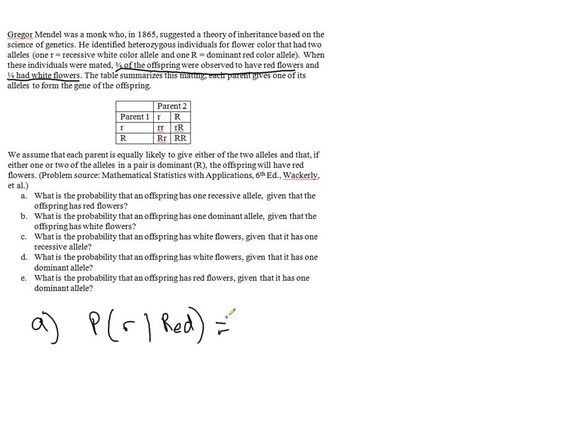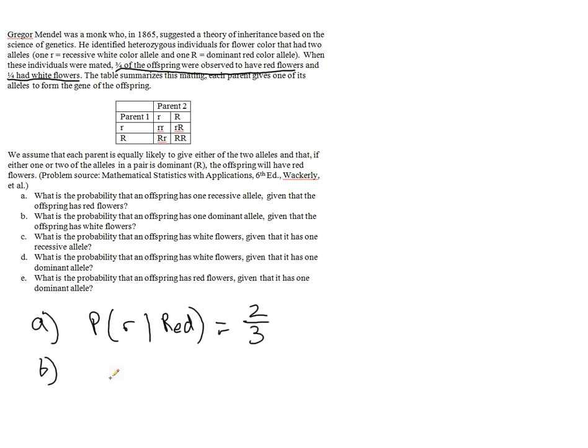Okay, well, first of all, we need to know how many of them have red flowers. 1, 2, 3 have red flowers. Out of those, how many have a recessive allele? Well, this one does, and this one does. So 2 out of the 3 have a recessive allele, yet still have the dominant color of red.